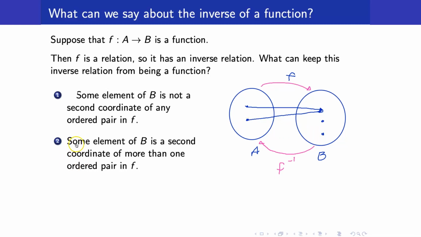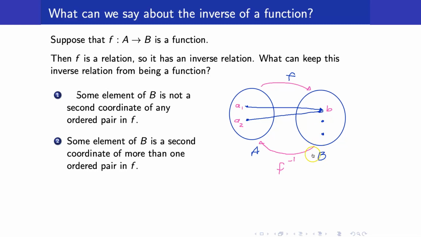Now, second, it can also happen, just like what happened here, some element of B is a second coordinate of more than one ordered pair in f. So just like what happened here, a1 and a2 get mapped to b. This is a function, correct? This is the definition of a function. It's possible to have two elements in the domain go to just one element in its codomain.